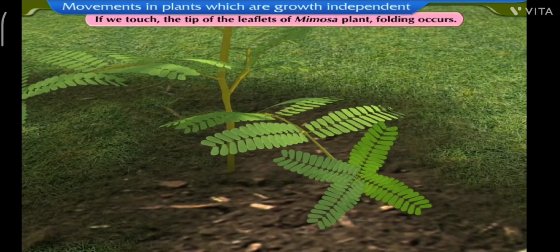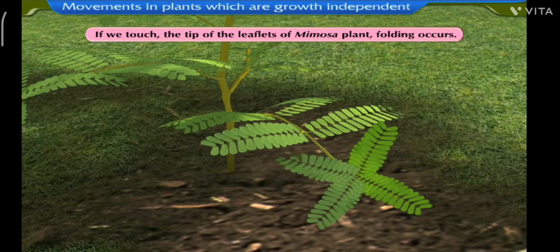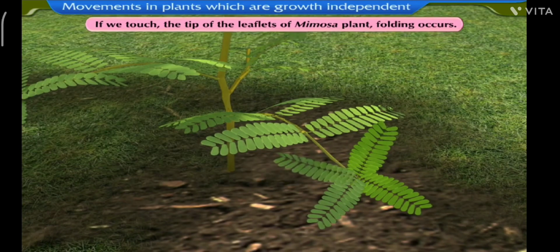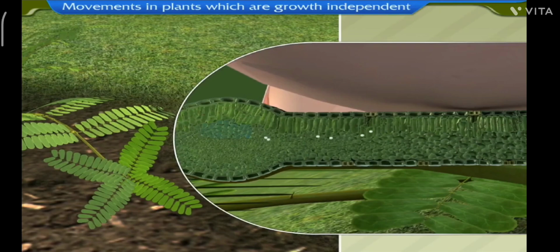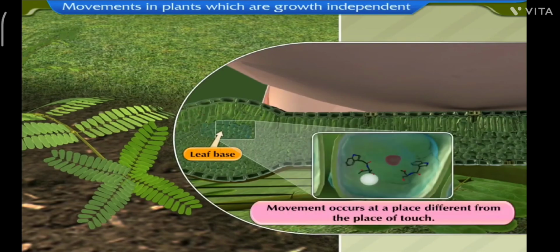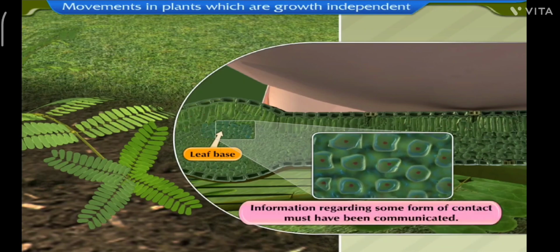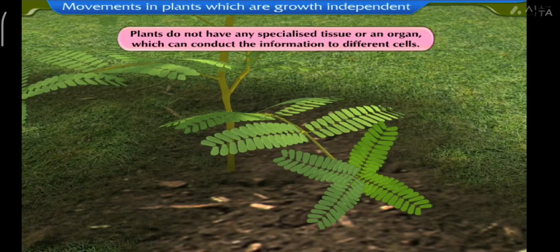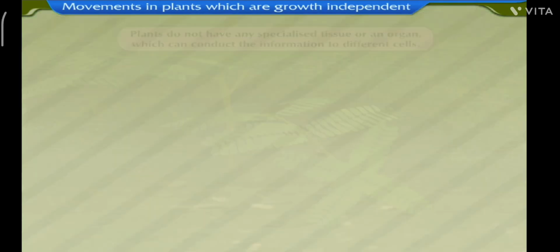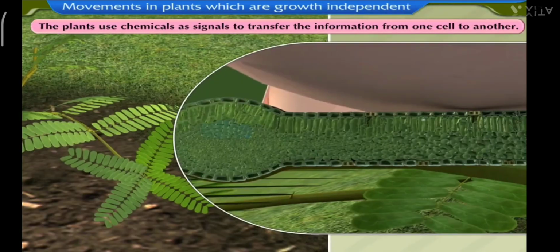For example, if we touch the tip of the leaflets of the mimosa plant, folding occurs. This movement is not only at the tip, but in the entire leaf, including the leaf base. Thus, movement occurs at a place different from the place of touch. Thus, we can conclude that information regarding some form of contact must have been communicated. Plants do not have any specialized tissue or organ which can conduct the information to different cells. The plants use chemicals as signals to transfer the information from one cell to another.